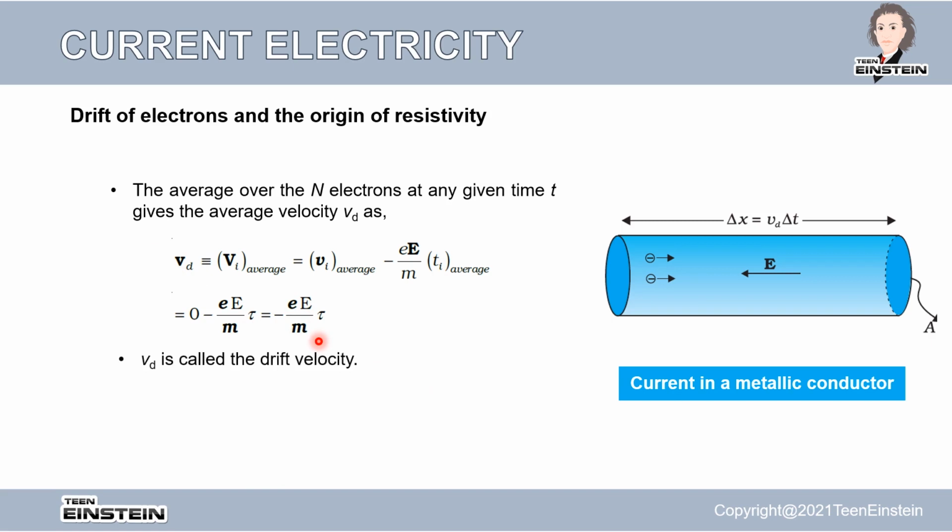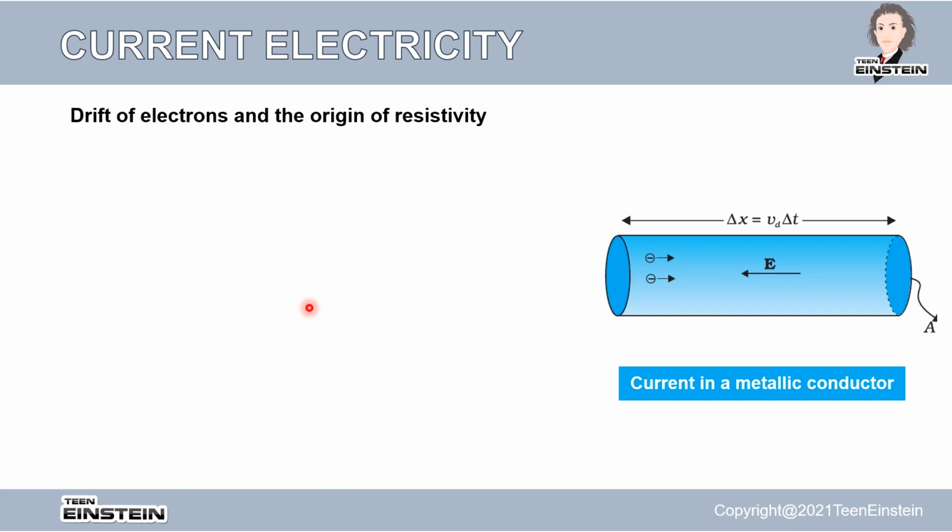Now this v_d is called the drift velocity. It means that when you apply an electric field, the electrons are going to move with a particular velocity, and that velocity is given by v_d, the drift velocity. If you see this equation, it is directly proportional to the electric field, inversely proportional to the mass of the electron, and directly proportional to the charge.